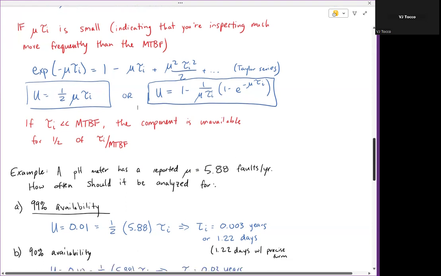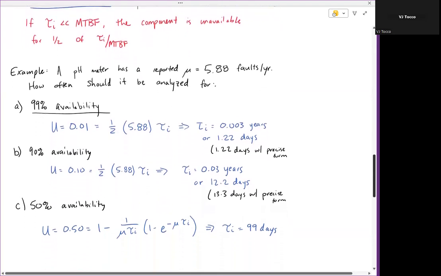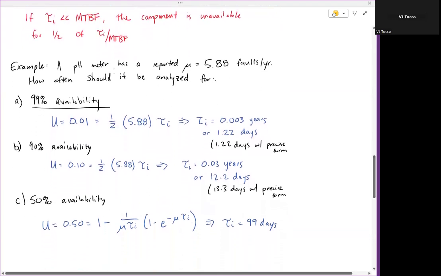So let's look at some practical examples of where I can apply this. Let's say that I have a pH meter and the reported mu value for this pH meter is 5.88 faults per year. How often should I have to analyze it if I want it to be available for 99% of the time, 90% of the time, and 50% of the time?